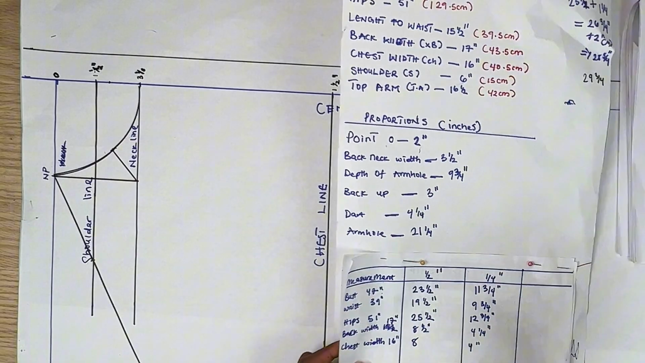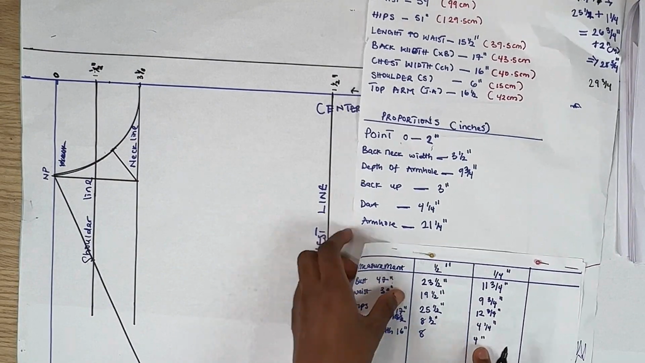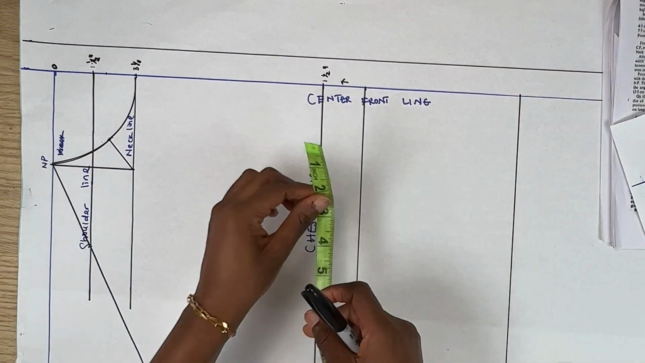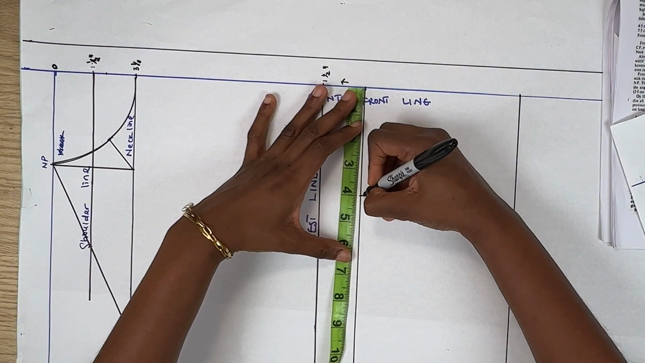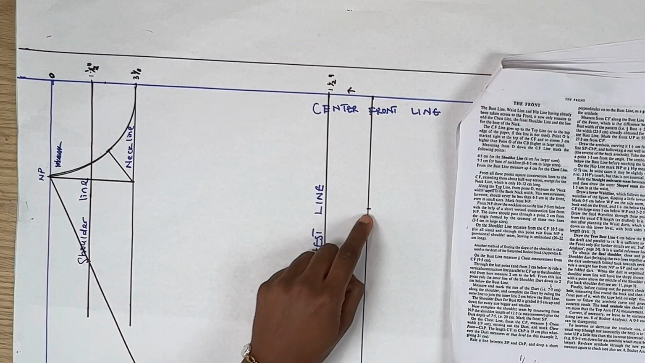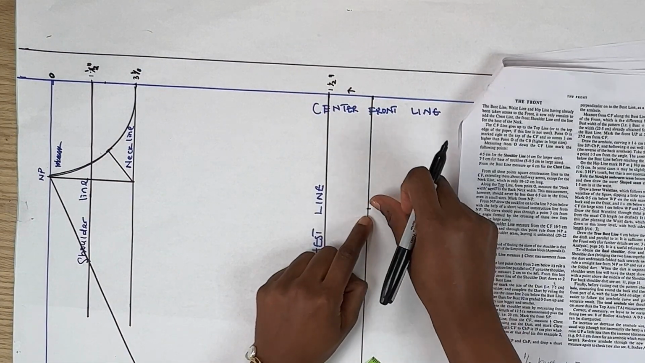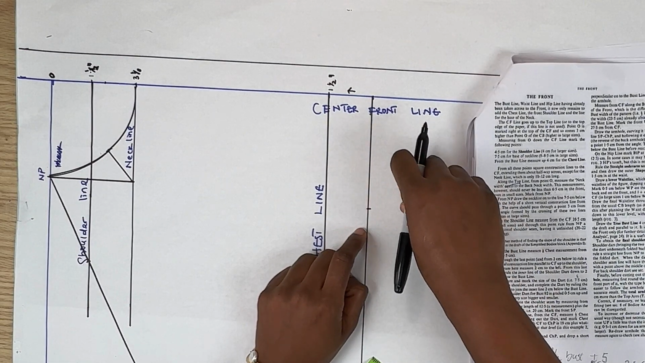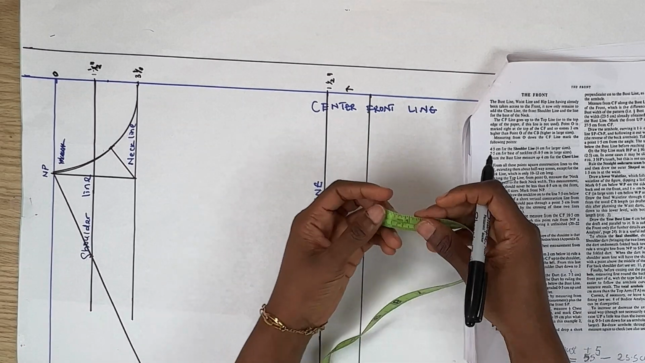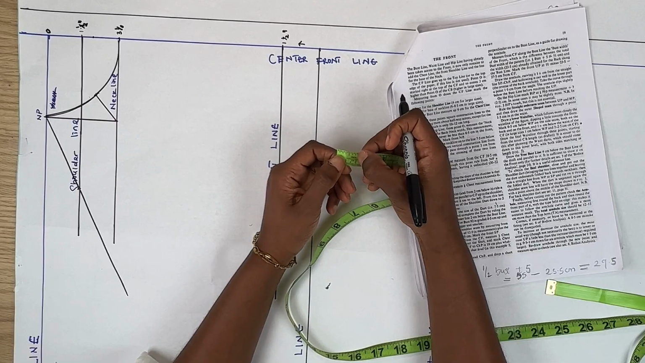The next thing we're measuring is quarter chest on the bust line. Our quarter chest is 4 inches. So from the CF here, I'm going to mark 4 inches right here. And from this last point, basically they want us to drop this point down further with 2 cm. And 2 cm in inches is about 3/4 of an inch.